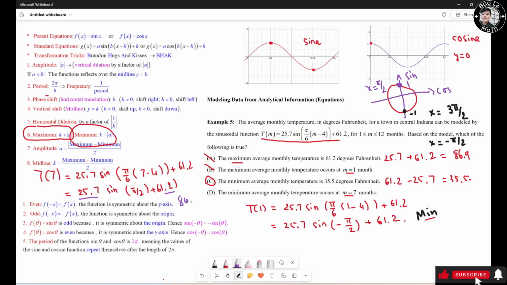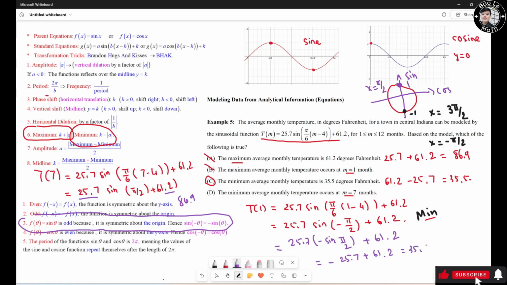So this is 86.9. Now this one you can calculate: 25.7 sine of negative pi over 2 is going to be negative sine of pi over 2, because the sine function is an odd function. So then we apply the formula right here, plus 61.2. Now, sine of pi over 2 equals 1, so this turns out to be negative 1. So negative 25.7 plus 61.2 is going to be 35.5.